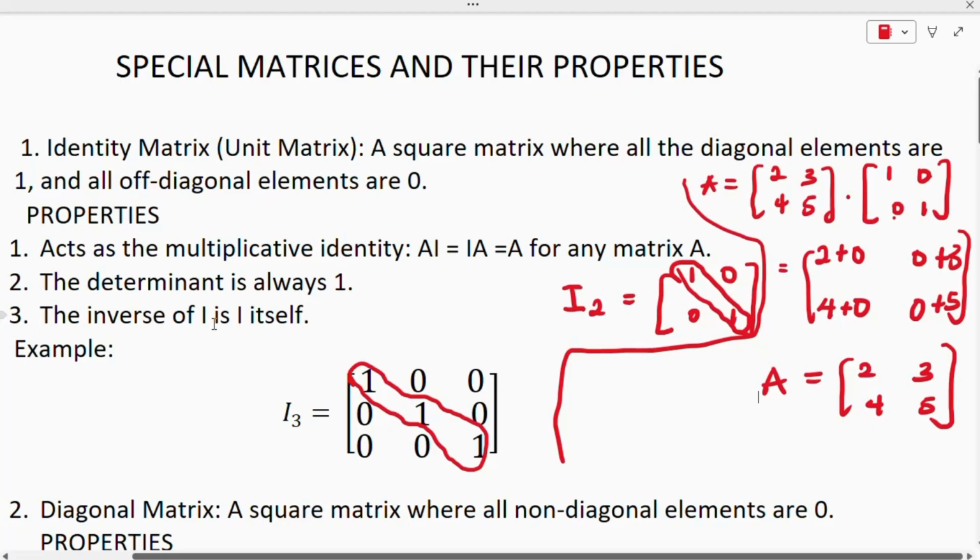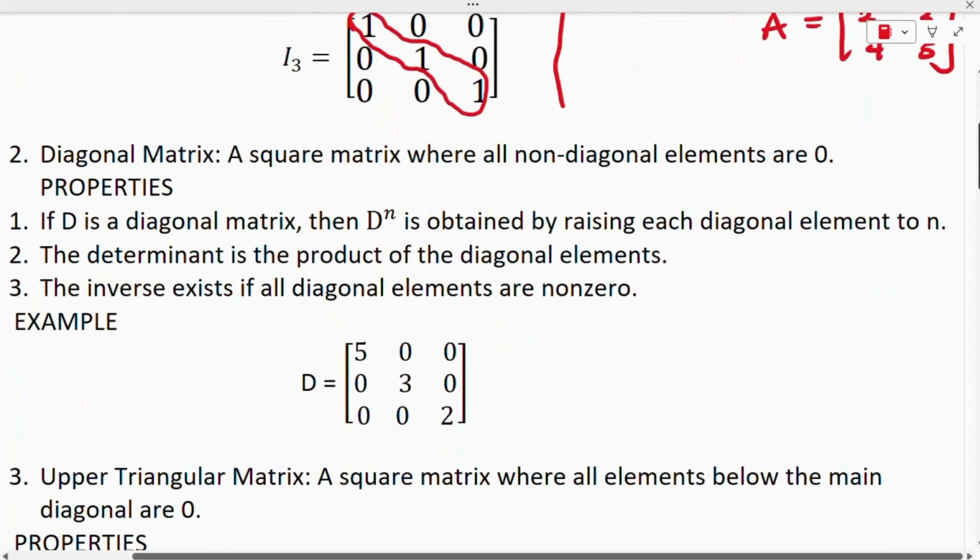And lastly, the inverse of the identity matrix is the identity itself. So if you take the inverse of an identity matrix, it's going to give you the identity matrix. Number 2, we have the diagonal matrix.